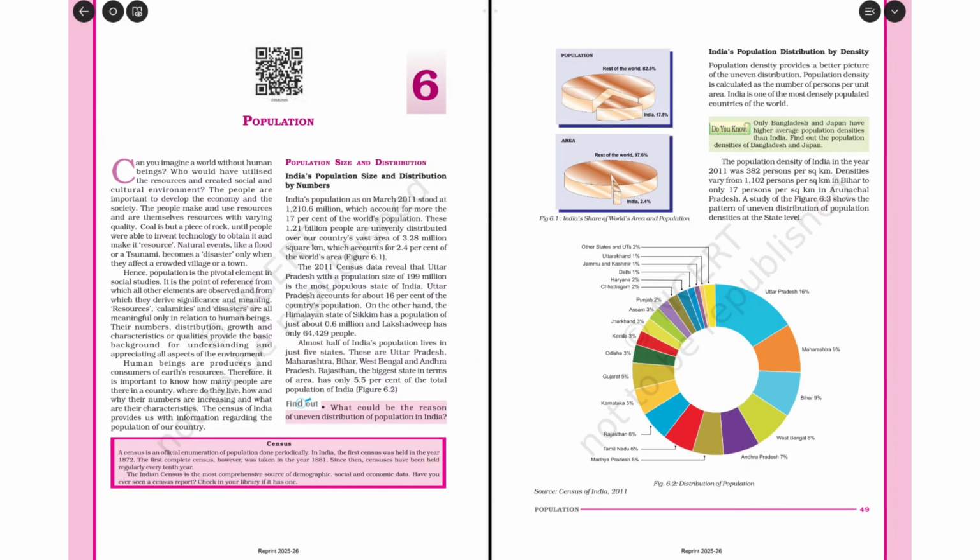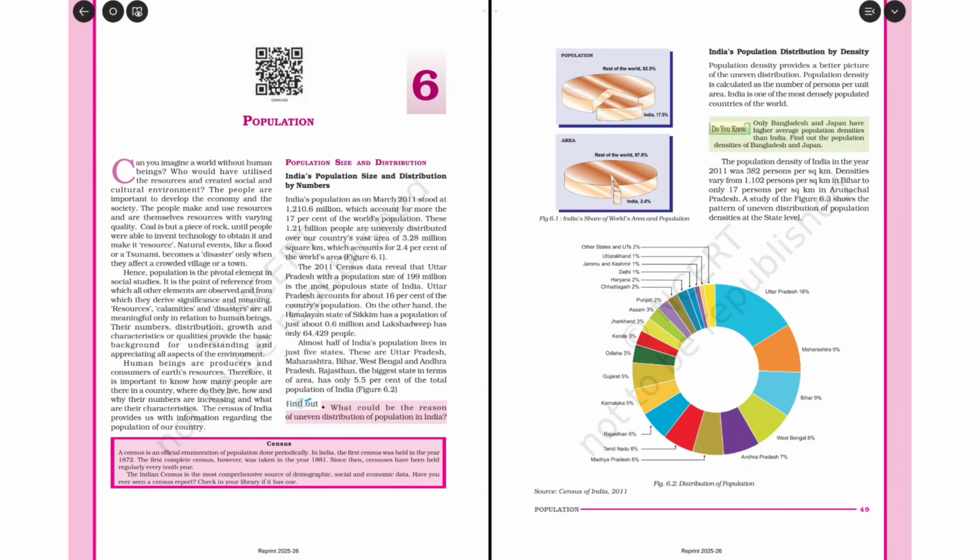The text says, population density provides a better picture of the uneven distribution. Population density is calculated as the number of persons per unit area. India is one of the most densely populated countries of the world. The population density of India in the year 2011 was 382 persons per square kilometer. This is a crucial pivot in demographic analysis.